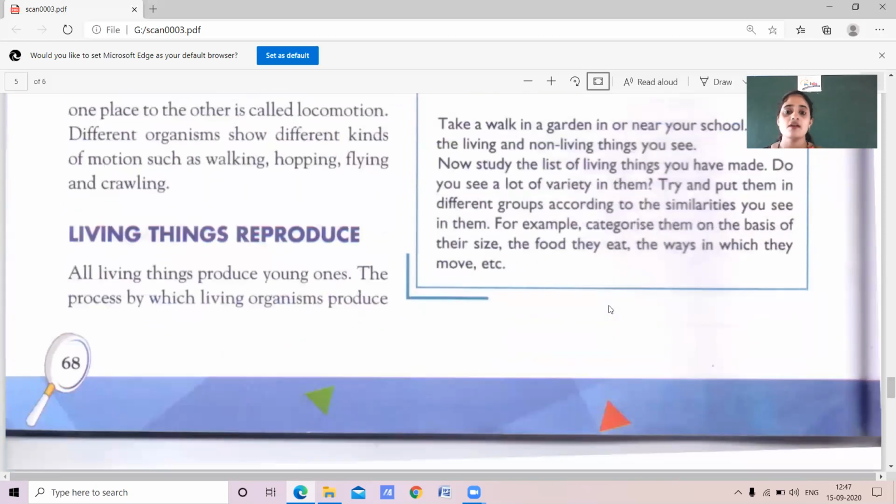Living things reproduce. Yes, students. Living organisms produce their own kind. This is the unique feature of living organisms. They are going to produce their own kind. How do they work? The similar life form is going to reproduce.